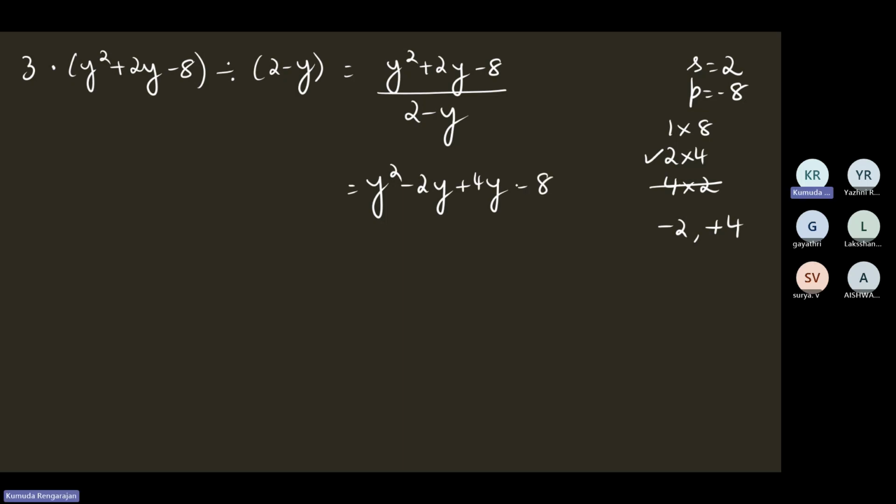So split the middle term, meaning don't write this term. Instead write minus 2y plus 4y. Plus 2y is written as minus 2y plus 4y. Group.